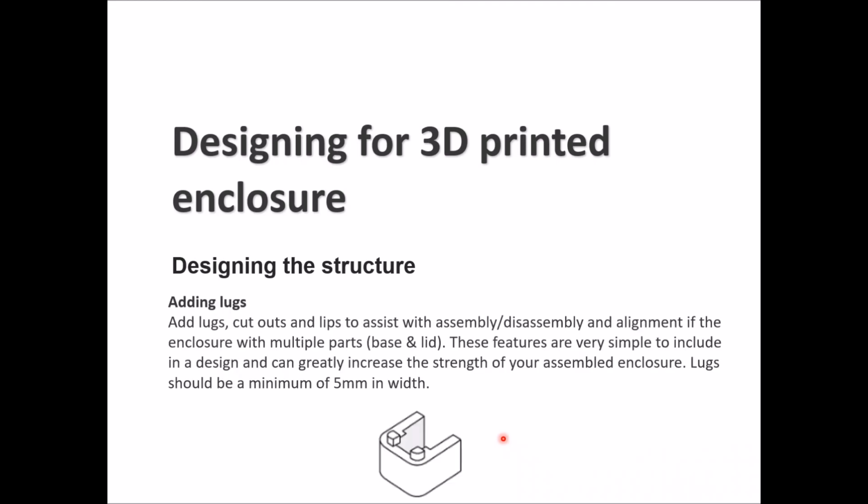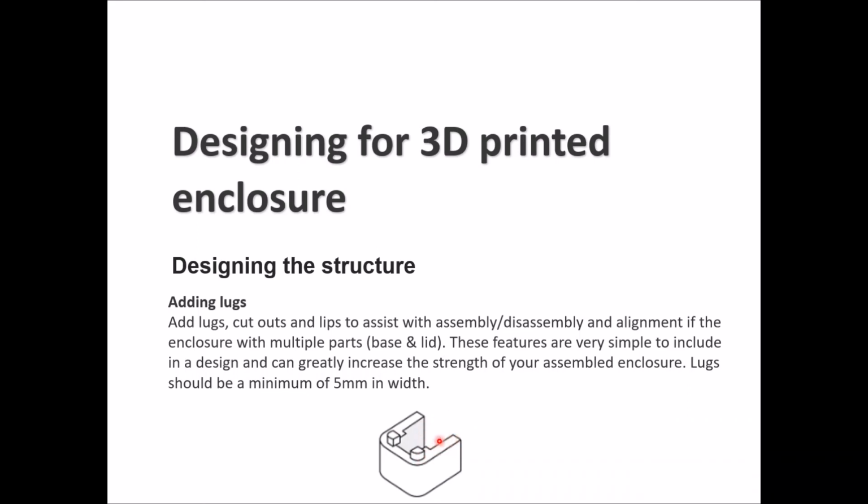Adding lugs. Lugs are kind of teeth or supports, sometimes called cutouts or lips. They assist with assembly, disassembly, and alignment of the different components of the assembly, in this case the enclosures. So when you have male lugs in here, you have female lugs up here. When you put the two parts together, they will only go together the way they should, which aligns them all together.